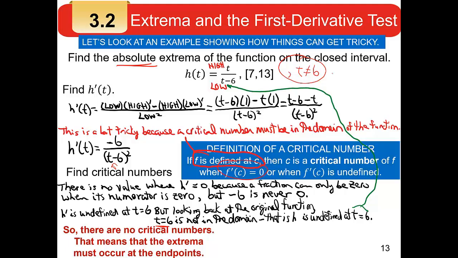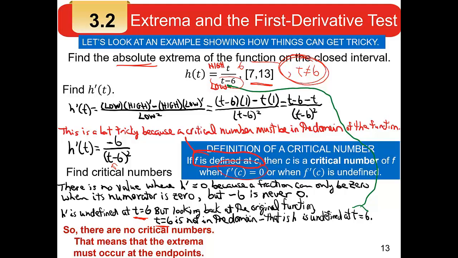But we have a theorem that says that if you've got a continuous function defined on a closed interval, and you say, well, this function is not continuous at 6, but 6 is not even in the interval. 6 is over here. That's another reason t equals 6 couldn't work. You could also throw it out because it's not even in the interval that you're interested in. 6 is not even between 7 and 13. So that's yet another reason you could have tossed it out.